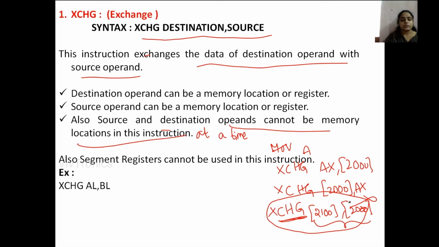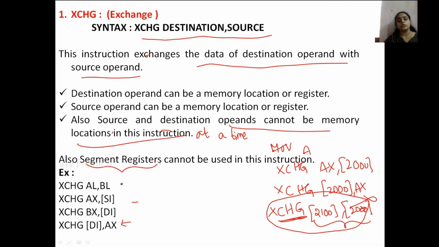Okay, so also segment registers cannot be used in these instructions. So examples for this are exchange AL comma BL, exchange AL comma content of SI, exchange BX comma content of DI, exchange content of DX DI comma AX. So you can use index registers or pointer registers here, but you can't use any segment registers. So we are going to see a few small examples on these instructions also.